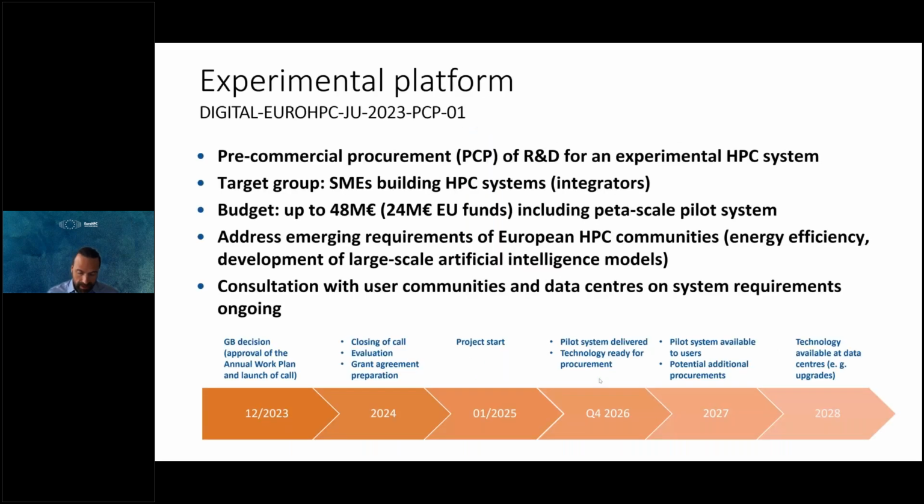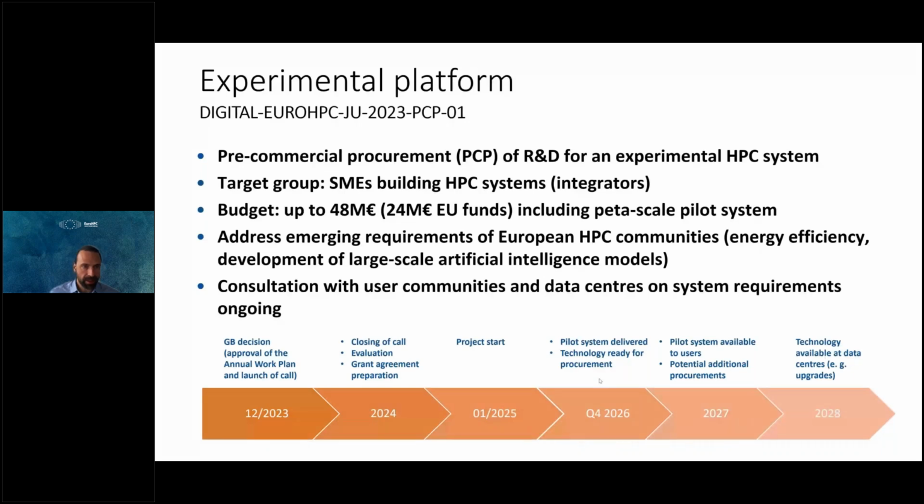One action that is yet pending for 2023 is the development of an experimental platform. And here we intend to use as a funding instrument a pre-commercial procurement of research and development for experimental HPC systems. This targets small and medium-sized enterprises that build HPC systems, so that integrate hardware to HPC systems. And we have currently foreseen a budget of about 24 million EU funds. This may change still with the latest amendment of our annual work plan. But this is roughly the order of magnitude, which adds up with the national contributions to up to 48 million euro. And this should include a petascale class pilot system.